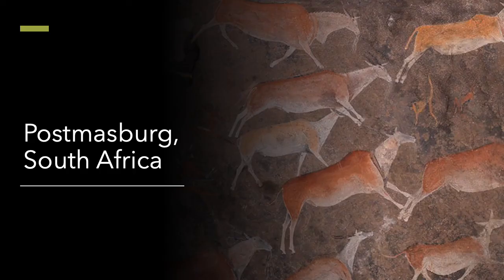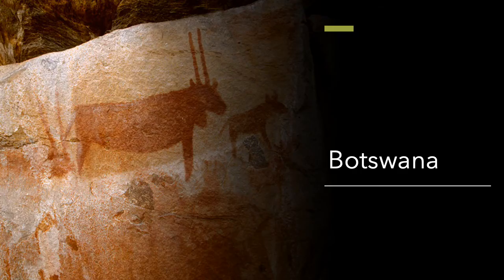Here are just a few examples. This is a remarkable panel from Postmasburg in South Africa, showing these elands. And the shading and coloration on these is truly beautiful, even though these are incredibly ancient. Here's some from Botswana, showing an ibex and what appears to be a young ibex, painted in red, a very common color that you see in quite a bit of parietal art, rock art, in different parts of the world.